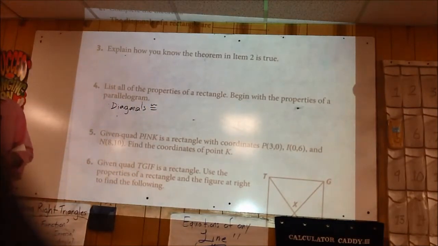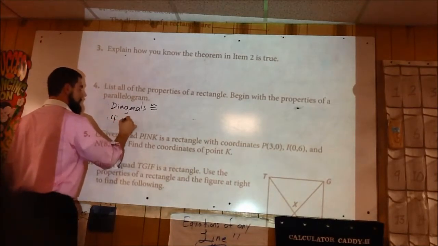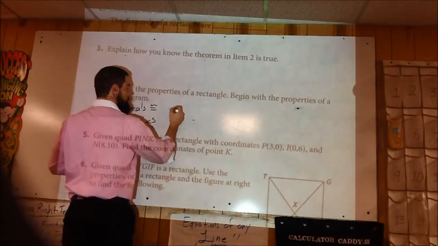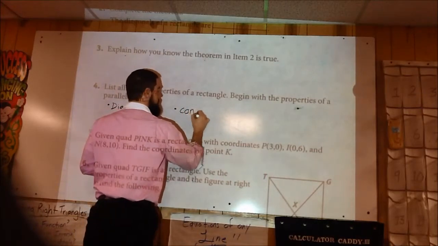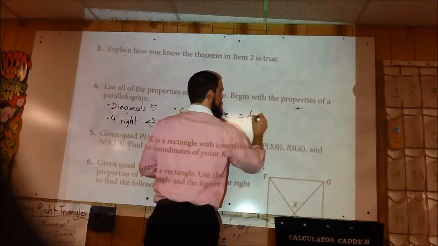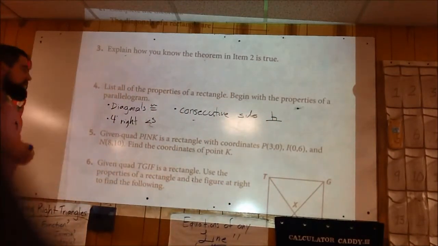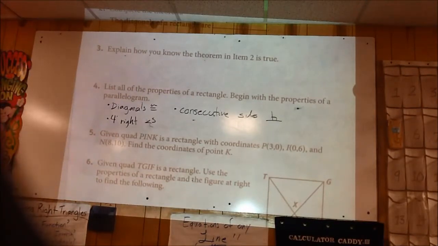By definition, you've got 4 right angles. So a third one would be consecutive sides are perpendicular. That's a third one. But these are the 3 new ones. So yes, it's a parallelogram, so it has all those. These are 3 new ones.